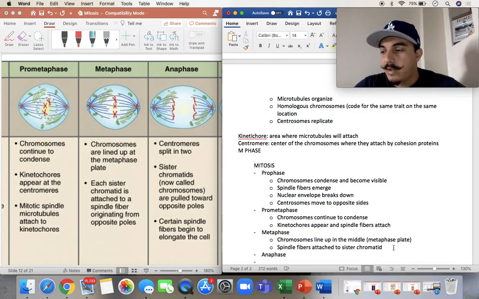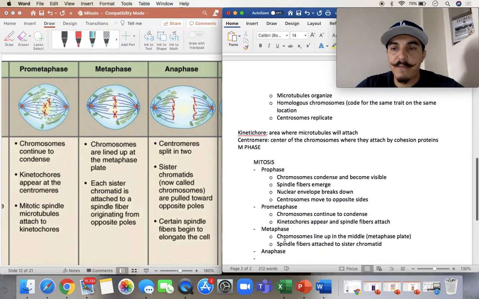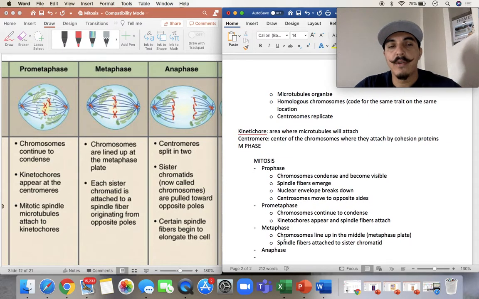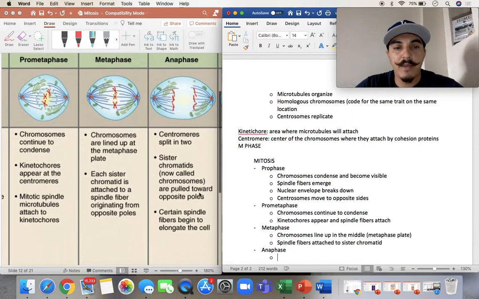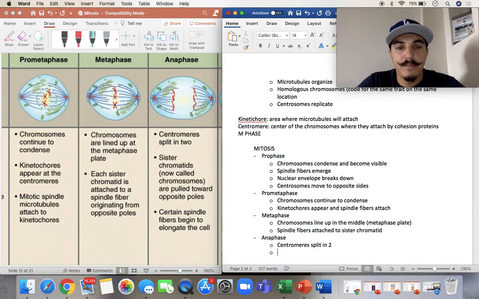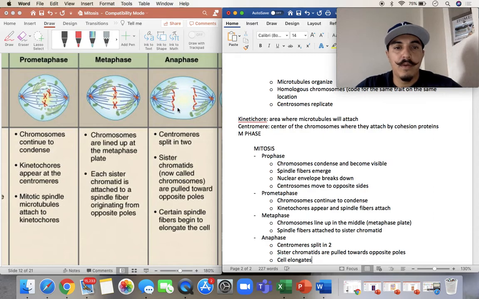Actually, right after metaphase there's a little checkpoint, the M checkpoint it's called, just to make sure we have everything ready to continue before we split it up. So that's that checkpoint. Now in anaphase, centromeres split in two. Sister chromatids are pulled apart towards opposite poles, and the cell elongates. So here it is, anaphase.